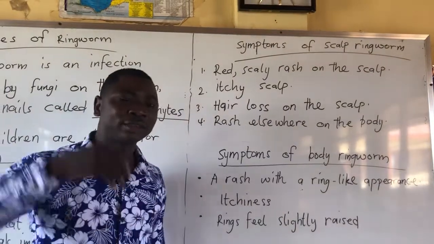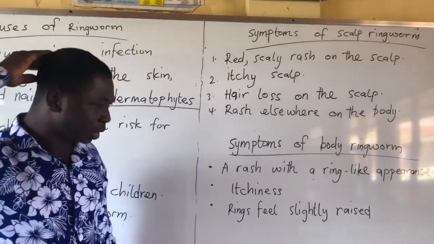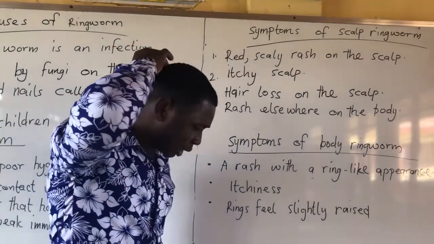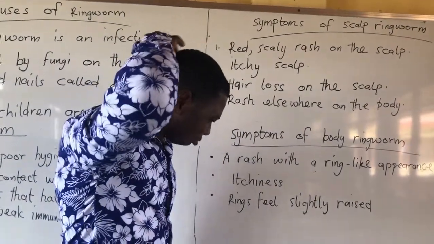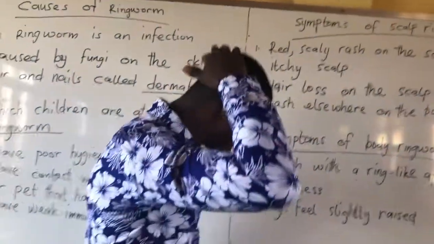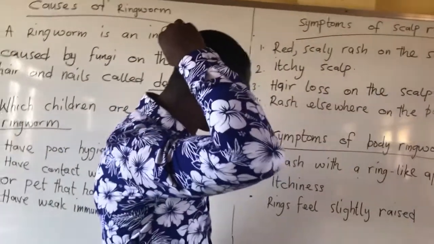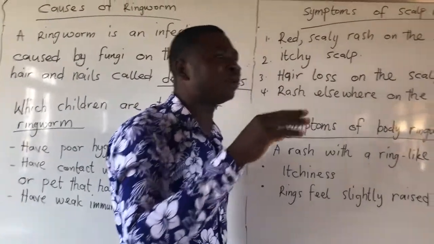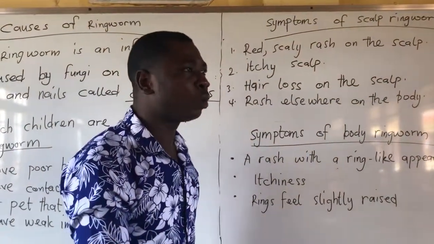You see that on the body, there will be a red, ring-like, scaly rash on that part, like your head, and we have that on the scalp there. When you see that, you know that this person is affected by the disease called ringworm.